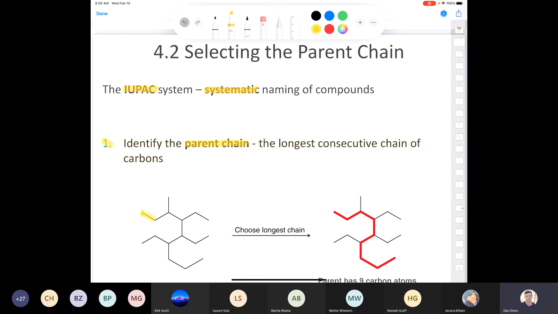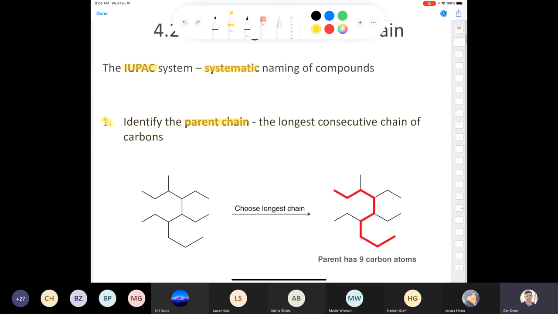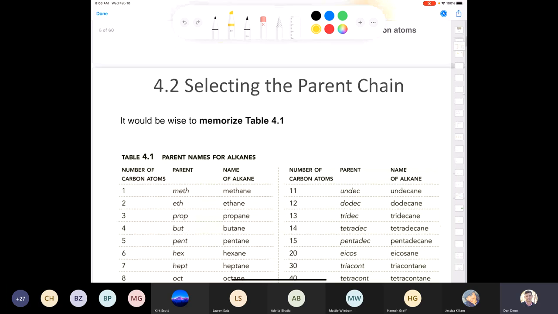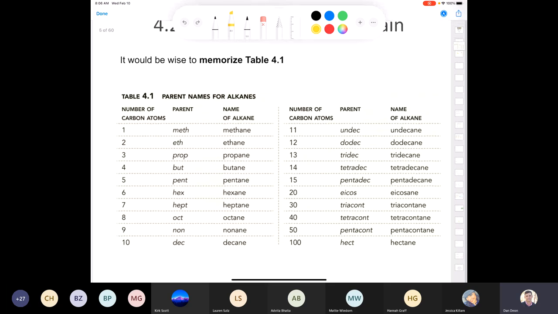Now you might be asking me, well, how do I find that, Mr. Dion? And the answer is trial and error. You just keep trying until you find the longest carbon chain. There is no better answer than that. Simply trial and error. Now, what about these carbon chains, right? If I have a chain of 9 carbons, I have to know how to name that parent chain. And you have to memorize the names of the first 10, is what it says in the book. I think it says to memorize the first 10 straight chain alkanes. Sometimes you'll hear these called N alkanes.